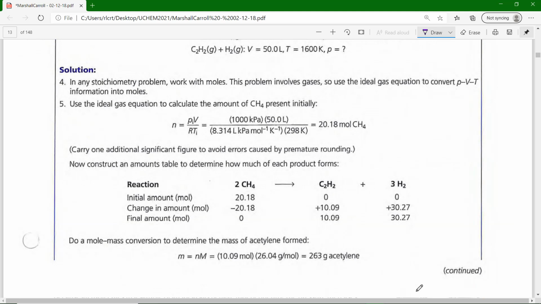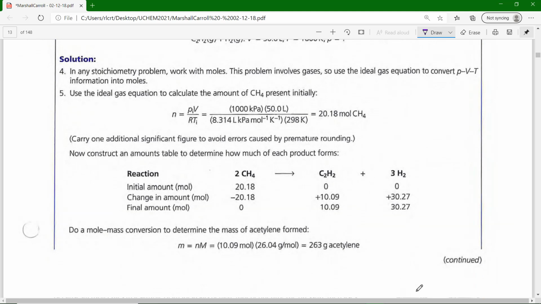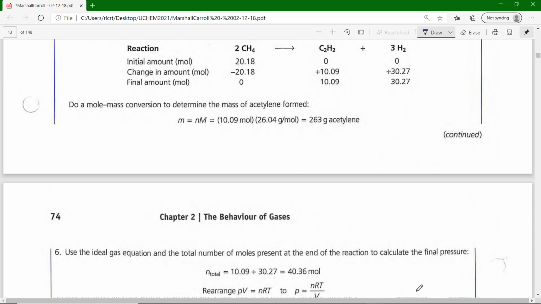So then the mass of the acetylene is 10.09 times the molar mass, so I get 263 grams of that. And I could also get the grams of hydrogen. I would take the 30.27 times 2. So there's 60 grams of the hydrogen.